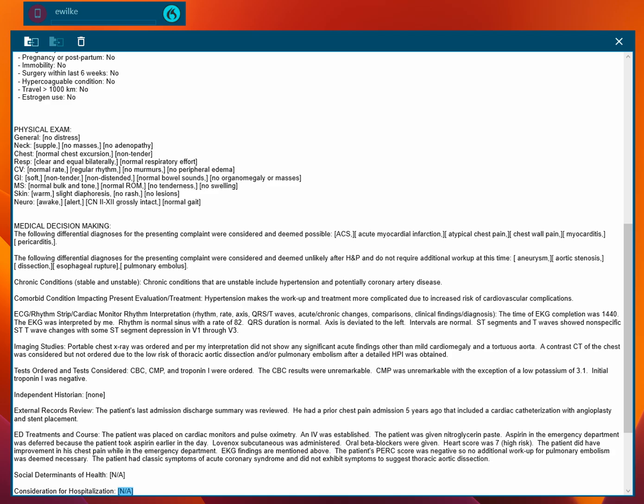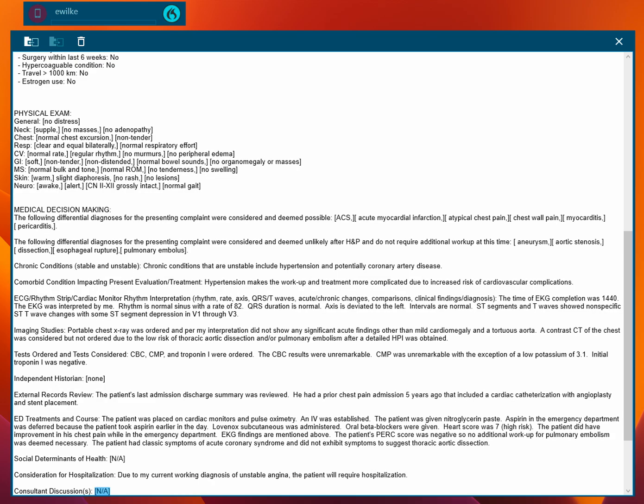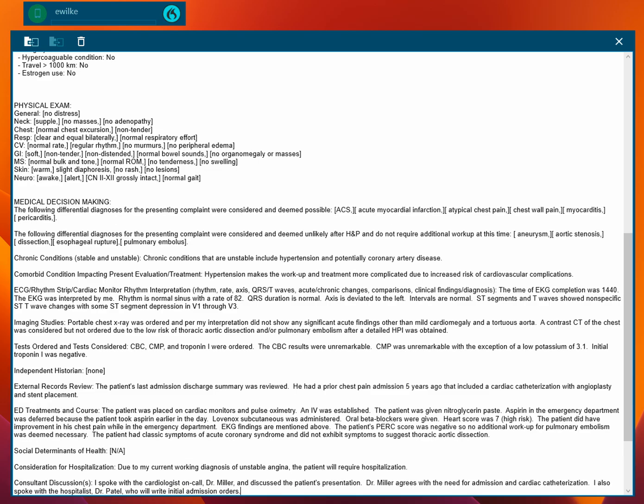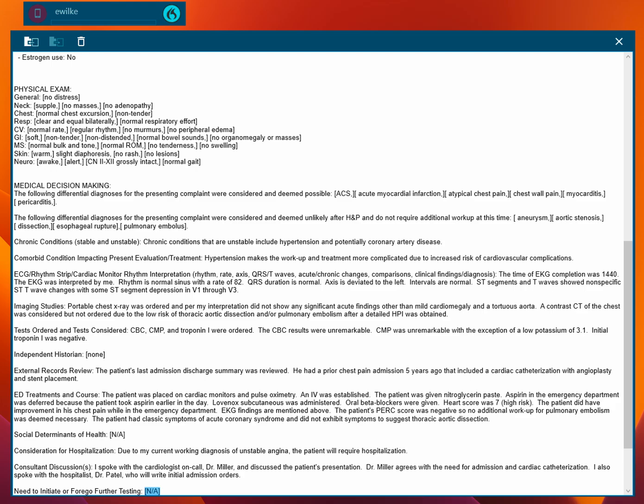Skip the social determinants of health, they are not applicable to this one. Due to my current working diagnosis of unstable angina, the patient will require hospitalization. I spoke with the cardiologist on call, Dr. Miller, and discussed the patient's presentation. Dr. Miller agrees with the need for admission and cardiac catheterization. I also spoke with the hospitalist, Dr. Patel, who will write initial admission orders. The patient will need additional cardiac interventions.